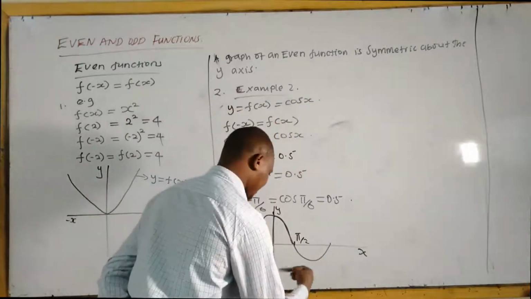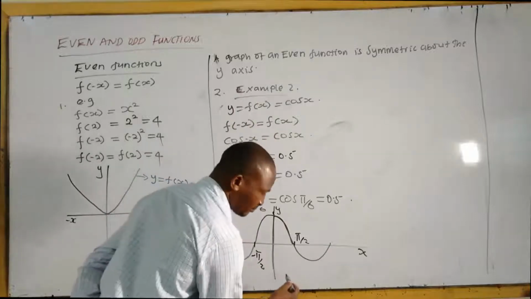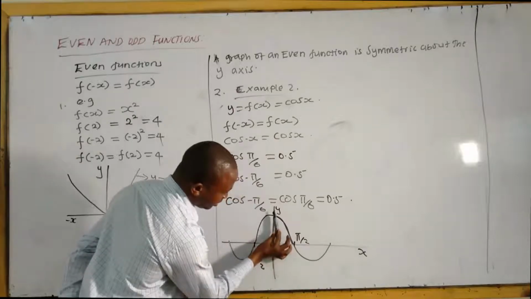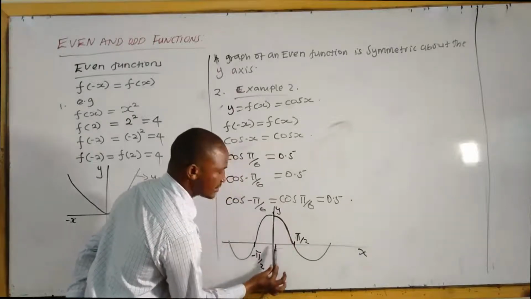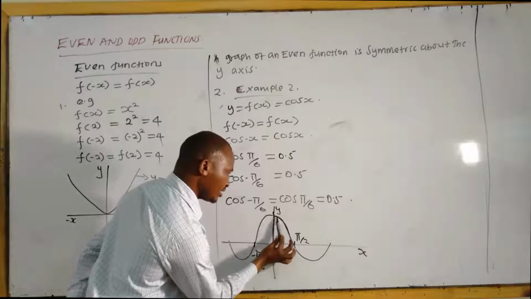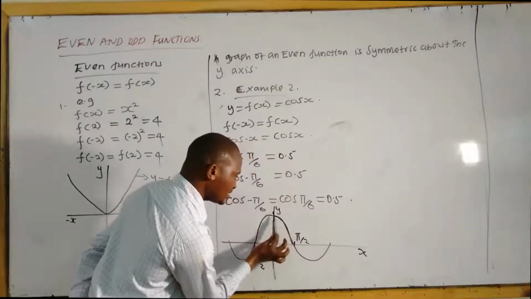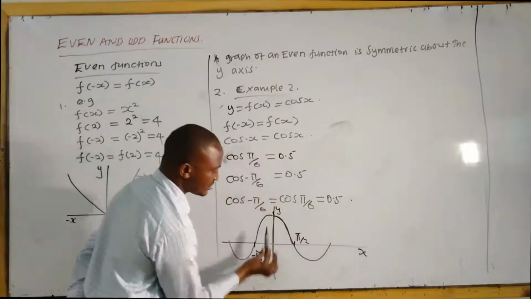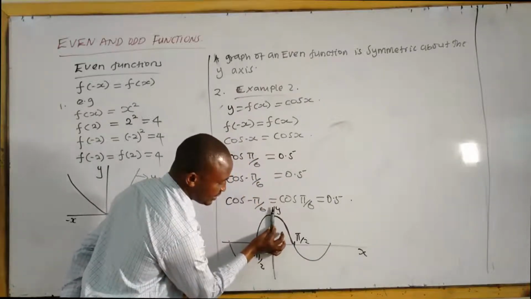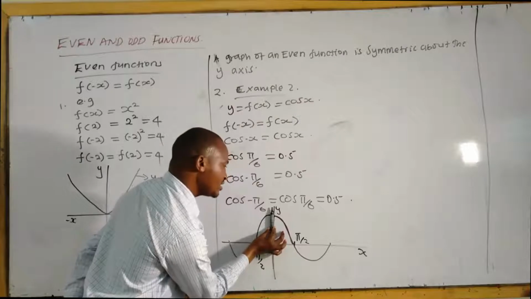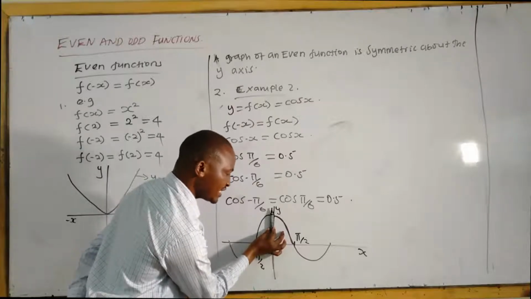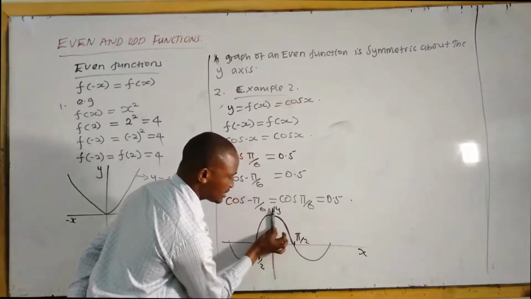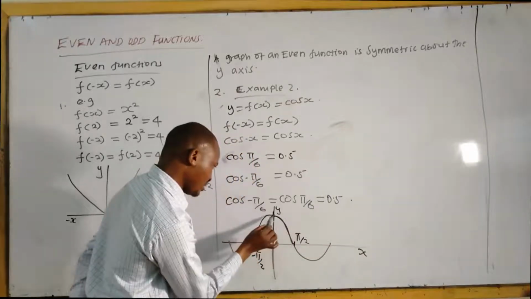Now this is the y-axis. This curve on the positive side of the x-axis, if you put a mirror here on the y-axis, the image of this portion inside the mirror will be this.